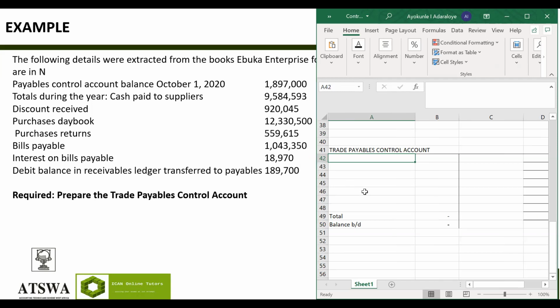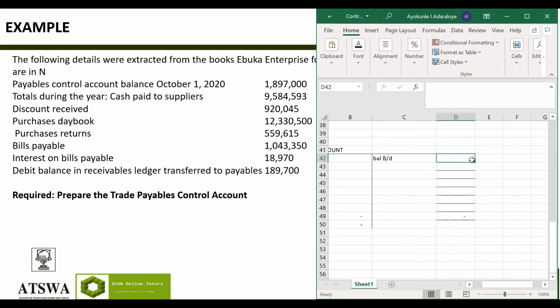So payables control account balance, October 1, 2020. Will it be on the debit side or will it be on the credit side? Credit. Payables balance. Let me just write balance brought down, Jerry. Balance brought down, balance BD. Call the numbers. 1,897,000. Is that correct? Yes, sir.